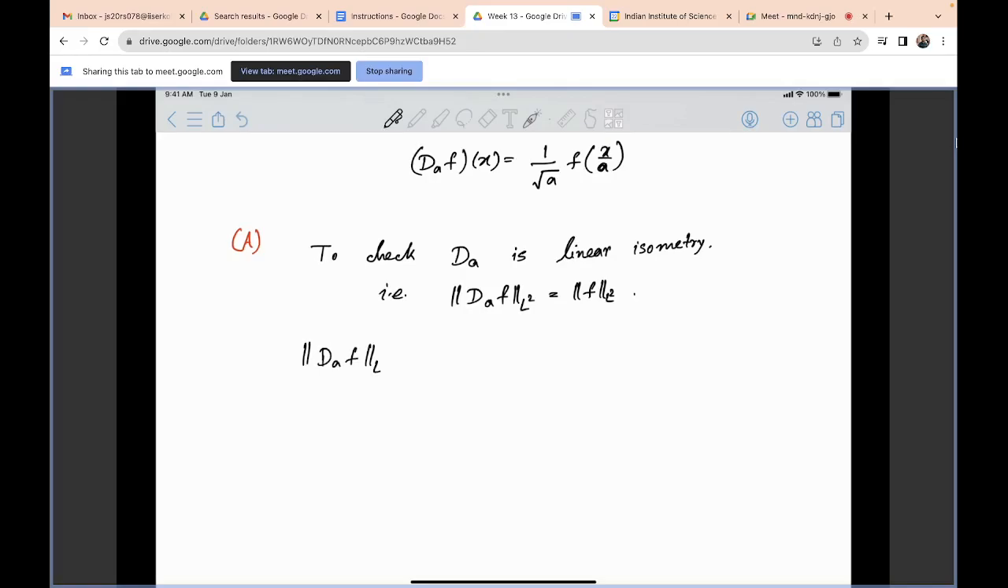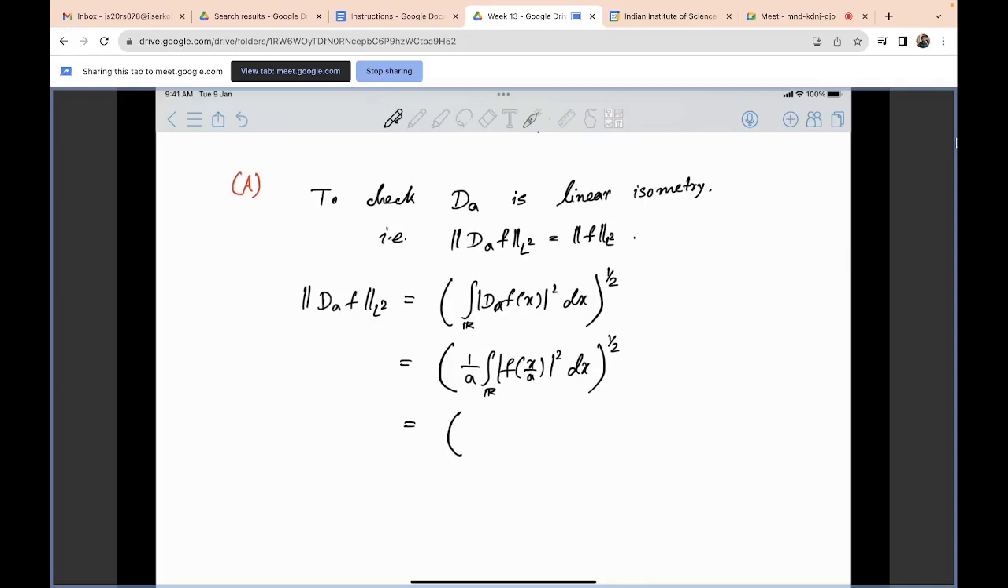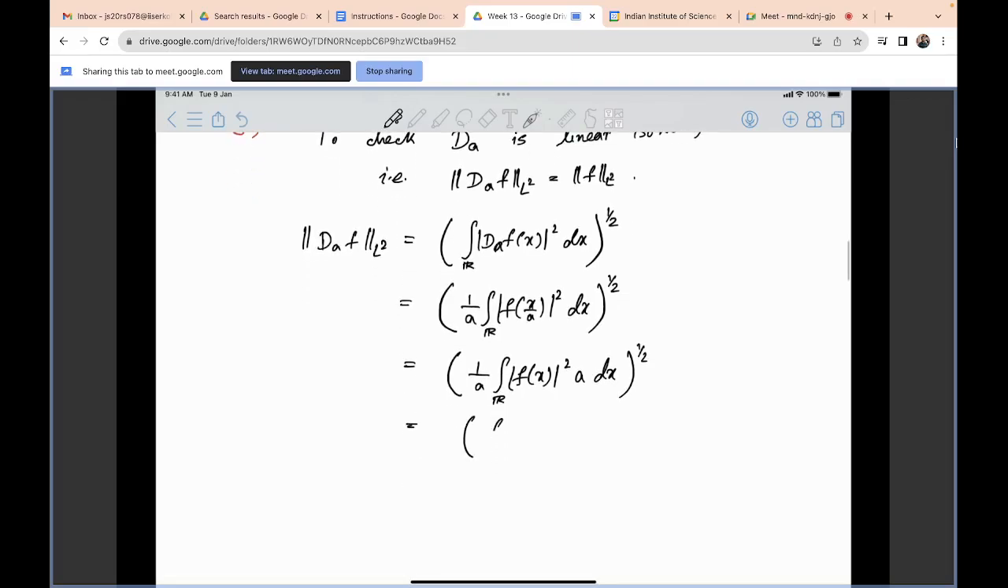dA f L2 norm, by definition, is the integral over R of dA of f of x whole square dx to the power half. Just write down the definition, then you will get 1 by A over R f of x by A. Now let's make a change of variable. A and A will cancel out. You will get the integral of mod of f x squared dx to the power half. So this is the L2 norm of f.